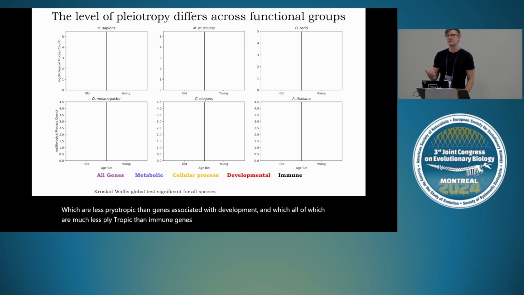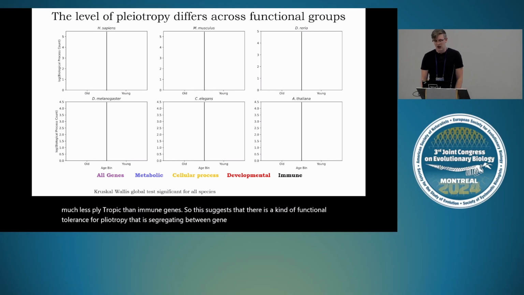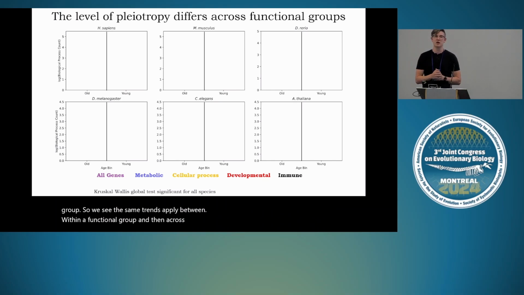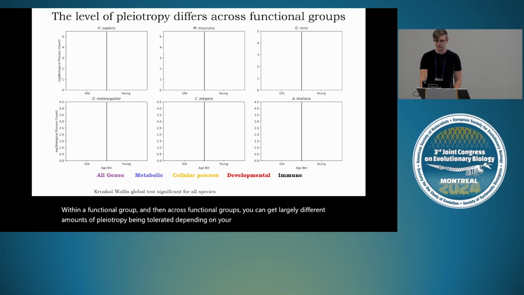So this suggests that there is a kind of functional tolerance for pleiotropy that is segregating between gene functional states. And broadly, matched categories have less pleiotropy in a younger group than in an older group. So we see the same trends apply within a functional group, and then across functional groups you can get largely different amounts of pleiotropy being tolerated depending on your age group.